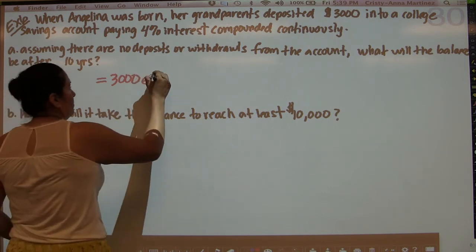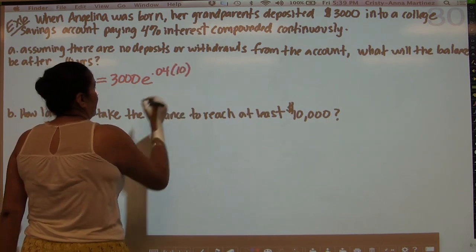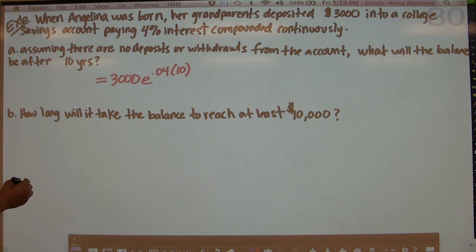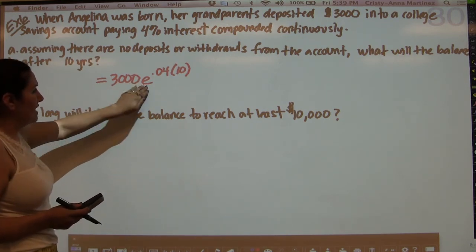So we're going to put 0.04 for R, and then T is 10, because it's after 10 years. So it's a really straightforward problem. We just want to figure out what this is going to be. Now, what I want you to be careful about is don't take 3,000 times E.